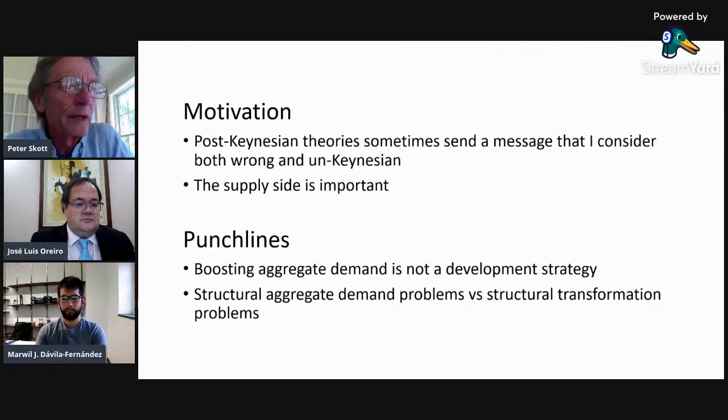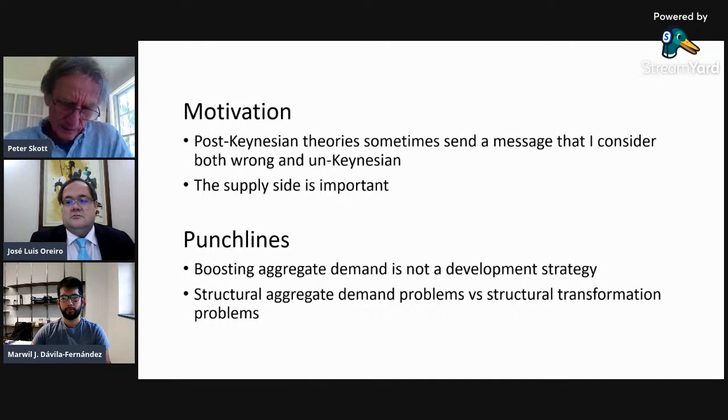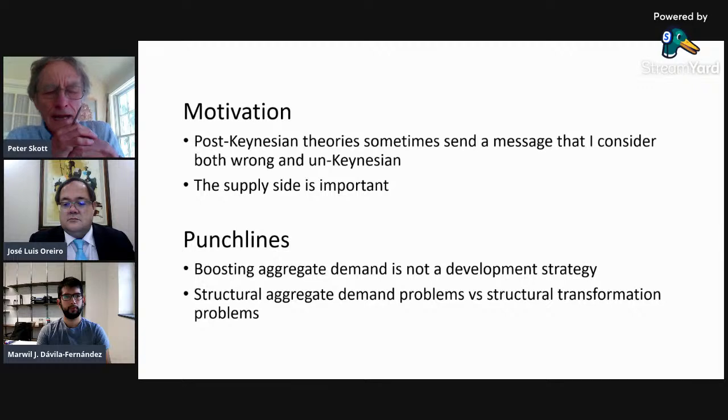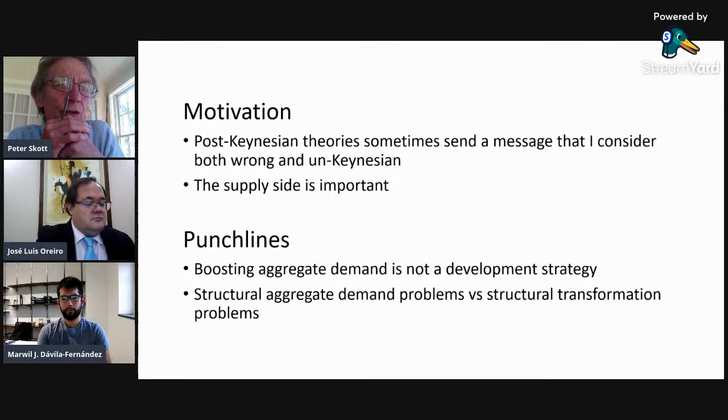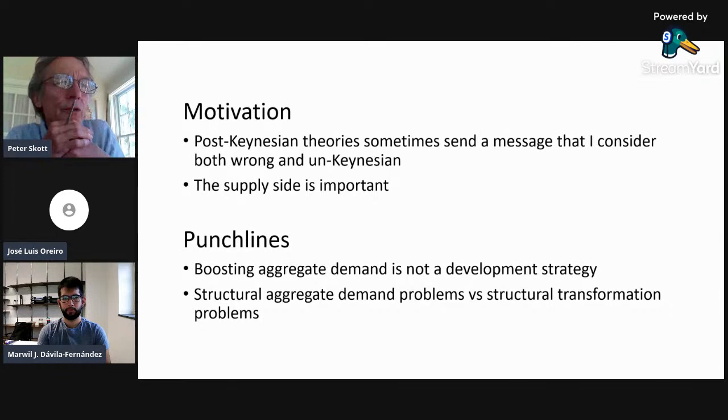So let me start with a bit of motivation. Part of that motivation is, if you want, negative. I think that post-Keynesian theories sometimes can be misleading. Sometimes they may send a message that is potentially dangerous, wrong, and actually, I think, un-Keynesian.